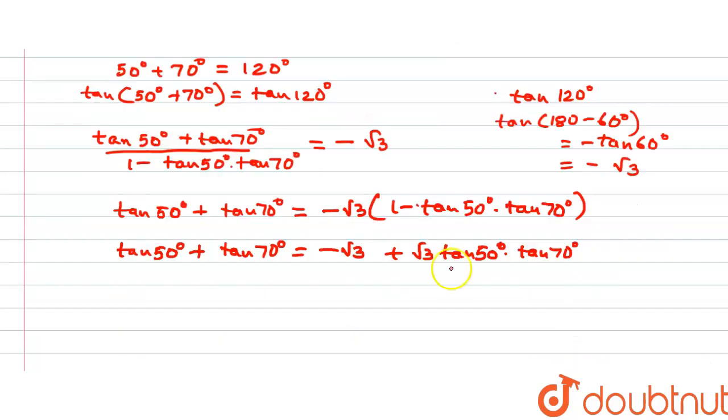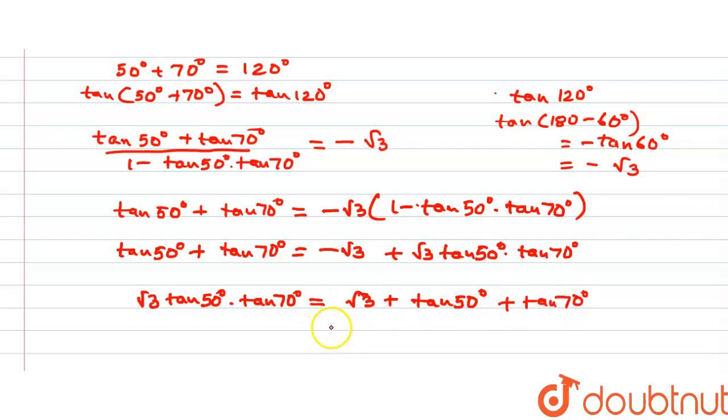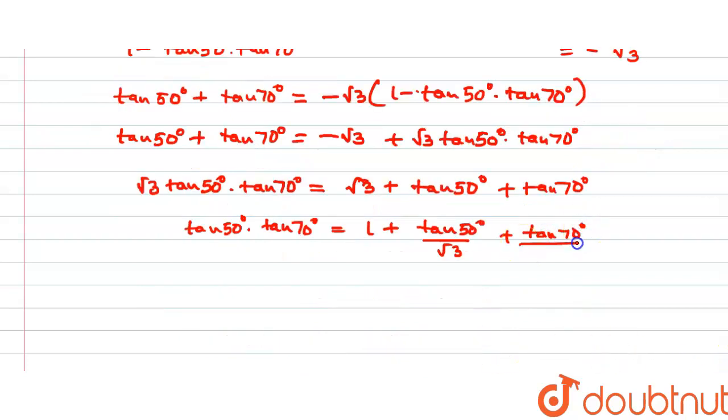Now let us solve it. Let us take this term to LHS and this term to RHS. So here I will get root 3 tan 50 degree into tan 70 degree, and that is equal to root 3 plus tan 50 degree plus tan 70 degree. Now if I divide by root 3, my tan 50 degree into tan 70 degree will be equal to 1 plus tan 50 degree by root 3 plus tan 70 degree by root 3. Now let us take this as equation 2.